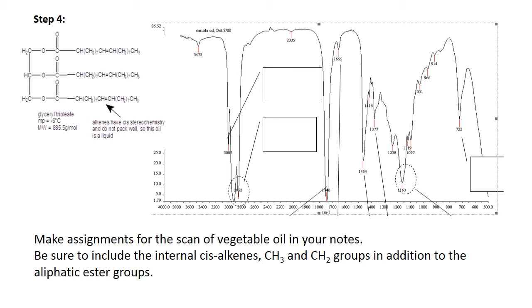This is step 4, where you actually make your assignments. Be sure to include, as I mentioned before, the cis alkene, the methyl and methylene groups, in addition to the ester groups. So I want to point out to you the prominence of the methylene rocking at 720, more than we've seen in the past, but we have a pretty good stretch of methylene groups here contributing to that.